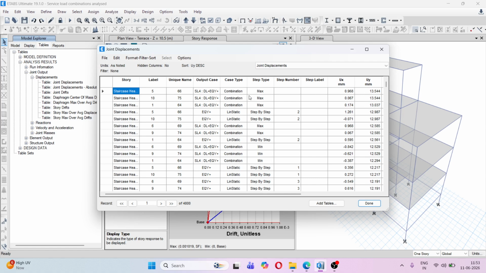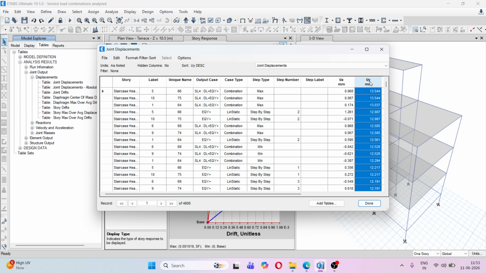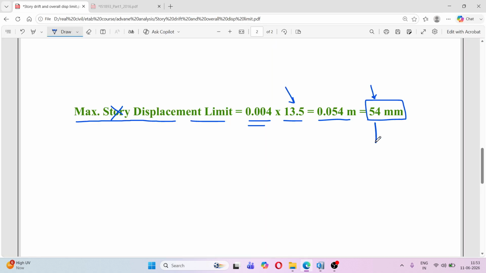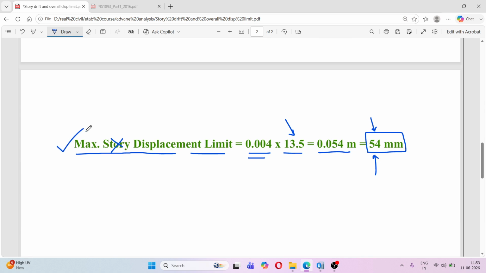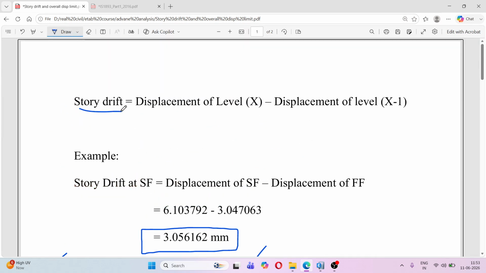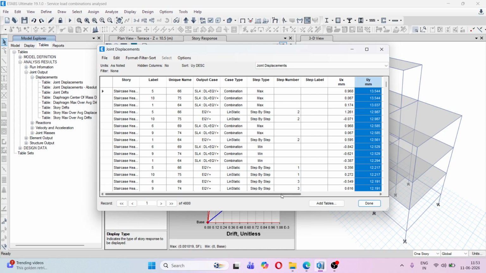In y direction, this is for serviceability limit case 4, that is dead load plus earthquake y positive, and it is 13.54 mm, and both the values are less than 54 mm. That means our overall deflection of the building is within the limit. So this is how we check the overall deflection of the building and the story drift of the floor in ETABS along with your manual calculation also.